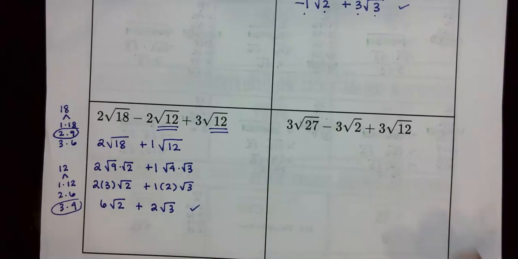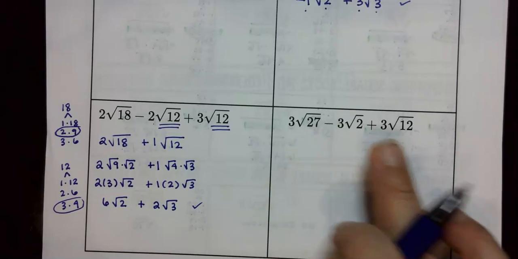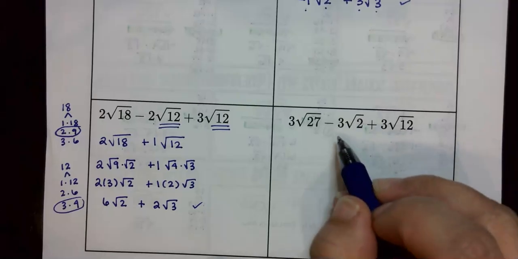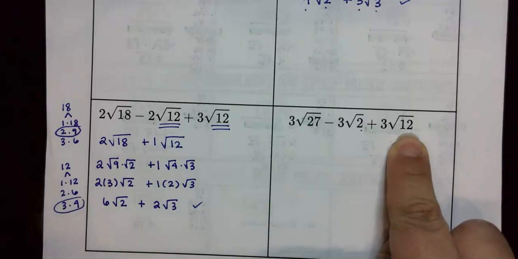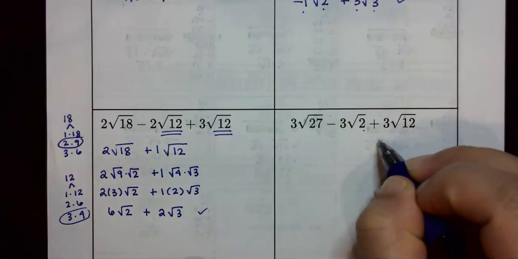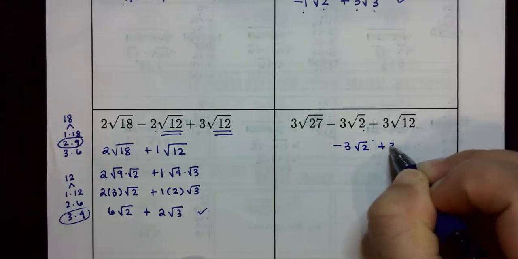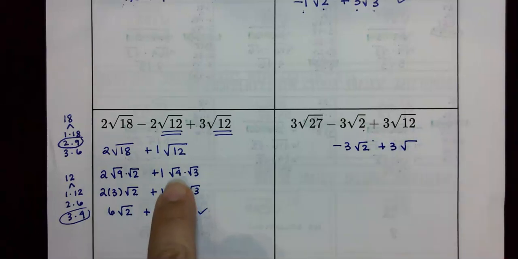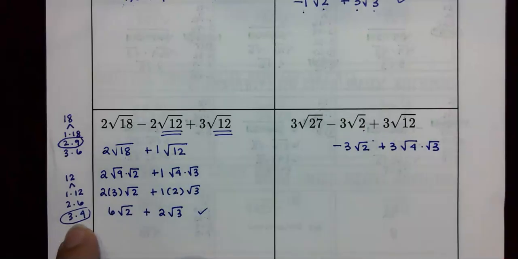So we're going to look at this one right here, and at first you notice that this is a square root of 27, a square root of 2, a square root of 12. This one cannot be simplified any further. 2 is one of those numbers that cannot be broken down any further, but 27 and 12 can. Now notice I already have the numbers for 12 right here, so I'm just going to recycle them, okay? So right here, I'm going to say minus 3 square root of 2 plus 3 square root of 4 times the square root of 3, because we're replacing the 12 with 3 times 4.